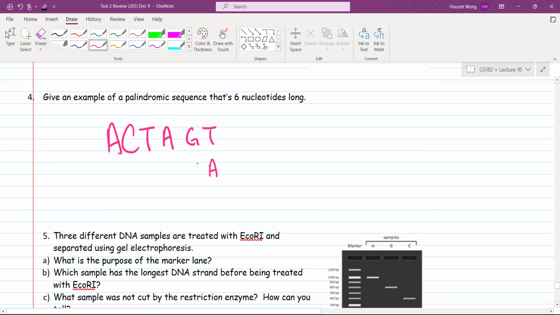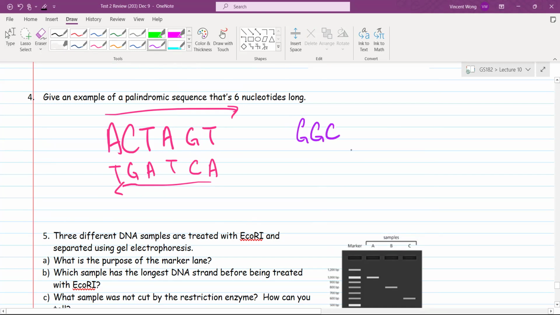Okay. Look, I'll do the other strand. You see? Same forward and backwards. Let's try that one more time in case you missed it. We're gonna make up any three nucleotides that you like. GGC. Then you're gonna write the next three that are complementary to the first three, starting with the middle one. C is complementary to G, and then GG is gonna be CC. So this is a palindrome. Forward and backwards are the same.